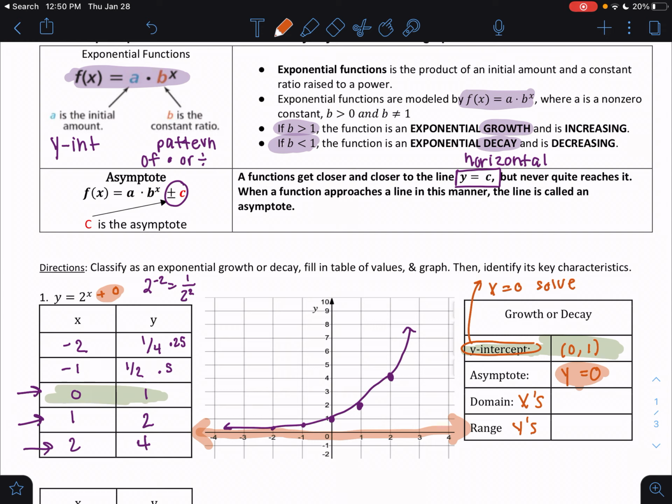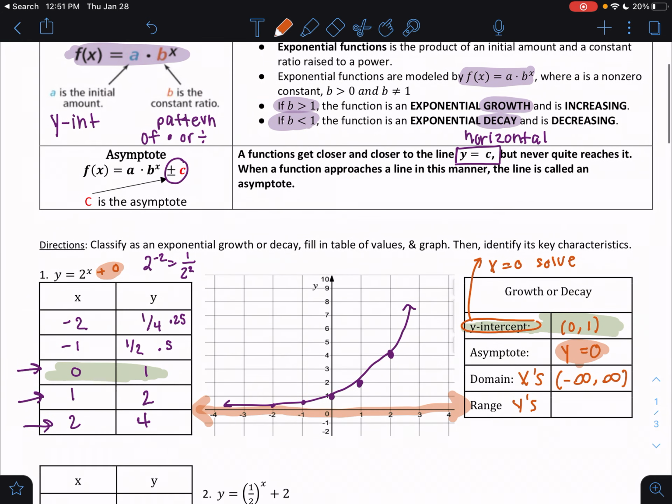So this would be all real numbers, and we write that as -infinity to infinity, because we can use infinite numbers for the domain. Now let's look at the range. That's the y values. So our y values are not infinite, right? We can't cross this x-axis here, and we also can't do anything below it.